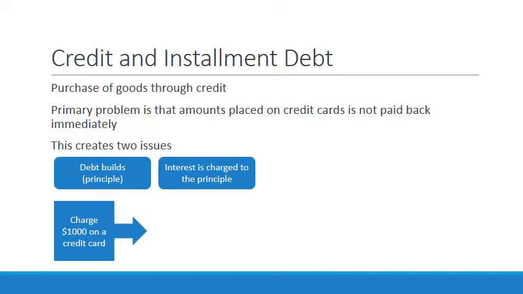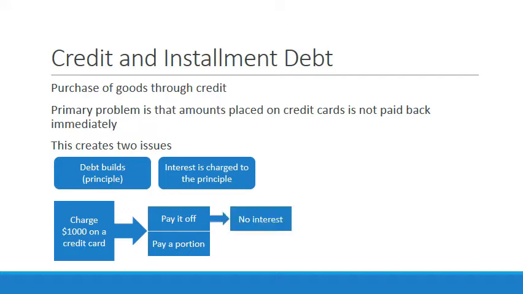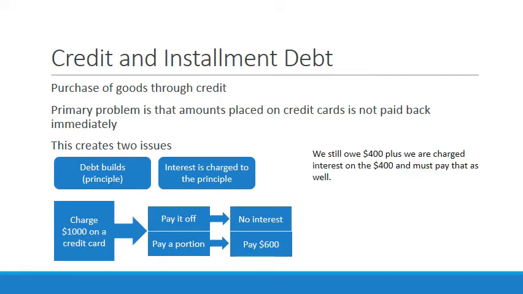So for example, if you charge $1,000 on a credit card, you can choose to pay it off and then you pay no interest, or you pay a portion of it. Whatever portion you pay, whatever remains is what you're paying interest on. So when we pay it off, we have no interest. We pay a portion. Let's say we pay $600. So we still owe $400, plus we are charged interest on the $400 and must pay that as well.